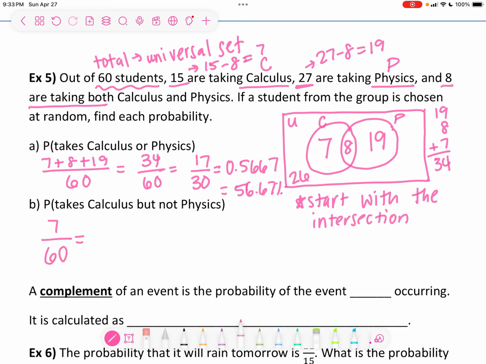Can't simplify that, but I will divide it. And that's going to be about 0.1167 or about 11.67%. So there's not very many students, right, who take calculus but not physics, right? And so the probability of picking one of those students, if a student is chosen randomly, is not very likely. All right, perfect. Okay, let's move on.